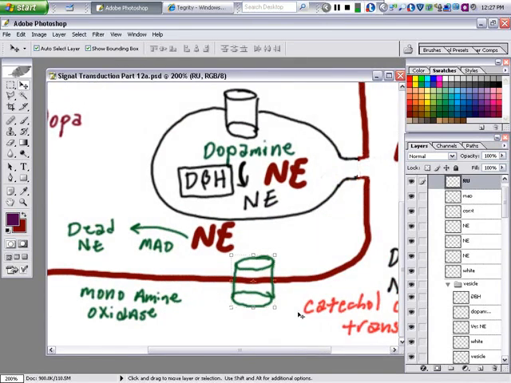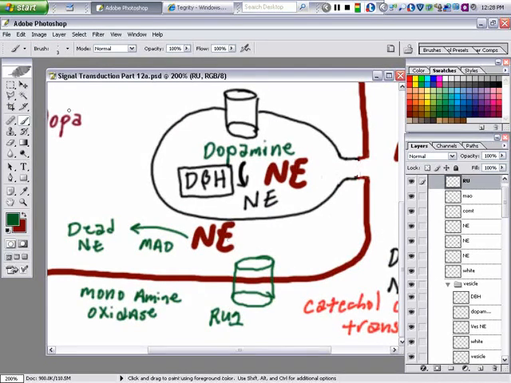Okay, and so this substance here is called reuptake 1. This channel. I'm going to make it green so we'll know what I'm talking about. It's called reuptake RU1. Reuptake 1.